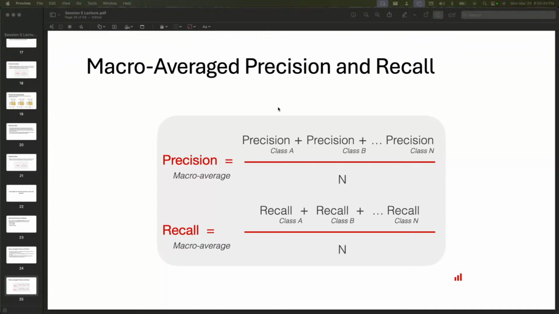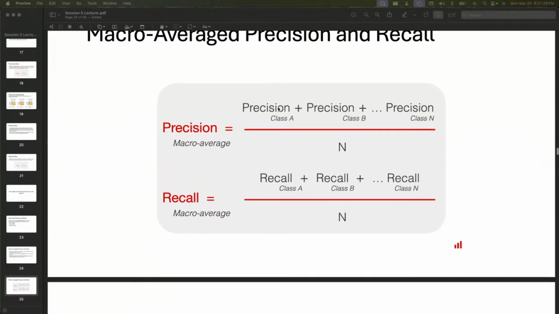And it works in the reverse too. What if I just got lucky? What if I was right on those 2 and I was actually pretty average on everything else? I'm going to overinflate my performance. So the advantage or disadvantage, you could look at it either way, of doing macro average precision and recall is that you're giving equal representation to the classes. And that means that classes with small class representation get equal representation in the metric. You may want that, you may not. You have to make that decision. You have to decide if that's how you want to measure things.